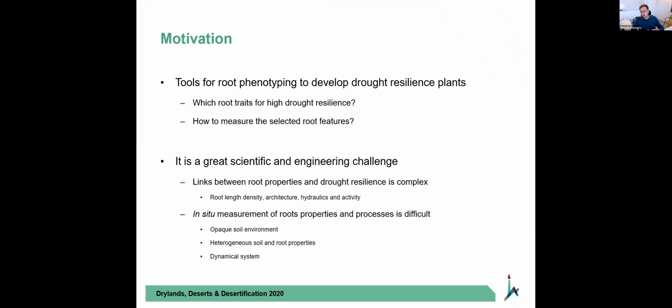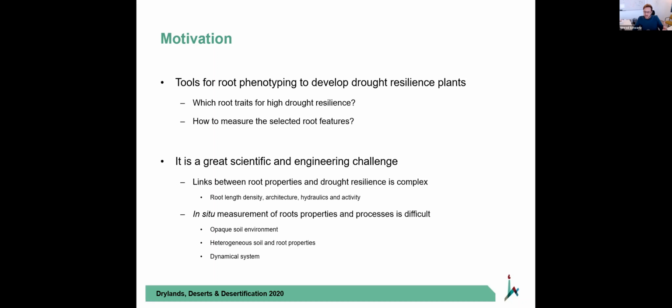So the overall motivation for this work, I would say, is to develop tools for root phenotyping in order to develop eventually a drought resilient plant. So this is the overall big motivation here. And there are many questions associated with root phenotyping. First, and this is of course an important question, is which root traits we would like to have in order to have a drought resilient plant, and it's not always clear which traits we need. And the second question, again a very challenging question, is how to measure those selected root features.